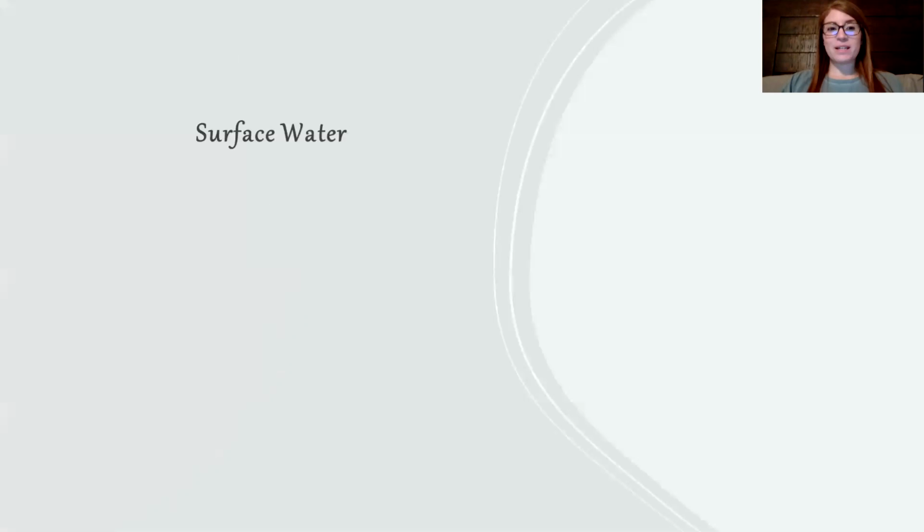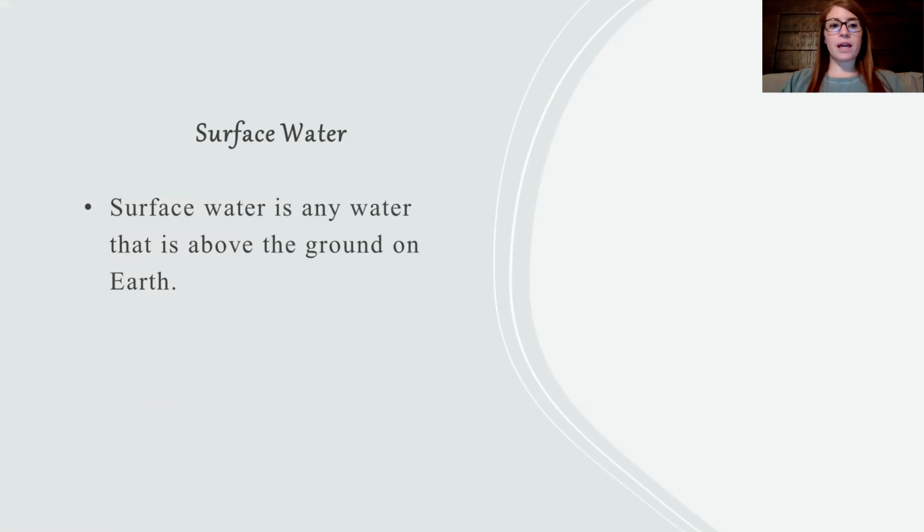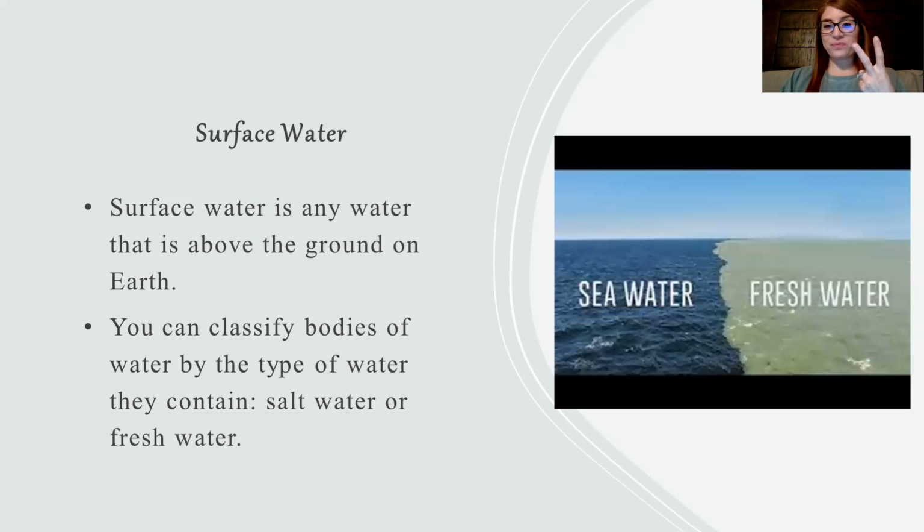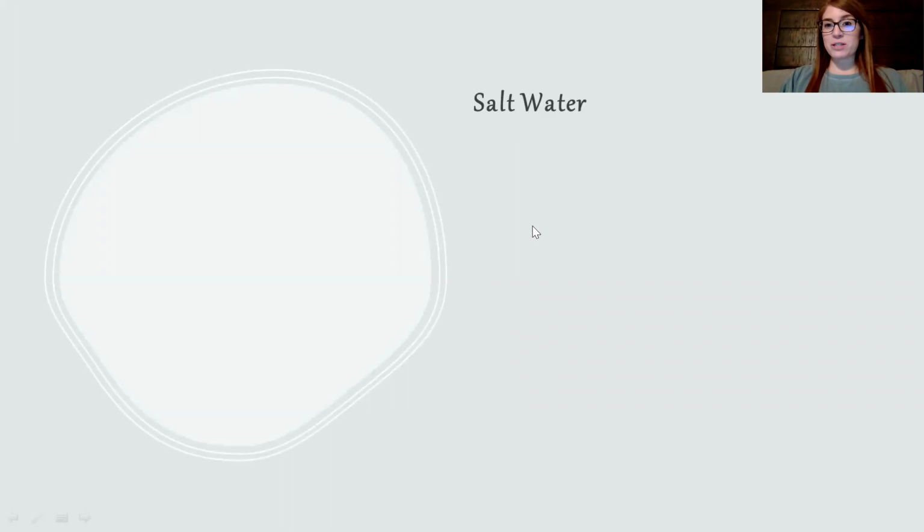All right, so surface water. Surface water is any water that is above ground on Earth. You can classify bodies of water by the type of water they have, and we've got either salt water or fresh water. And if you see this picture, this is a really cool picture. This is a real picture of where seawater and fresh water meet, and you can definitely see the visible difference between the two.